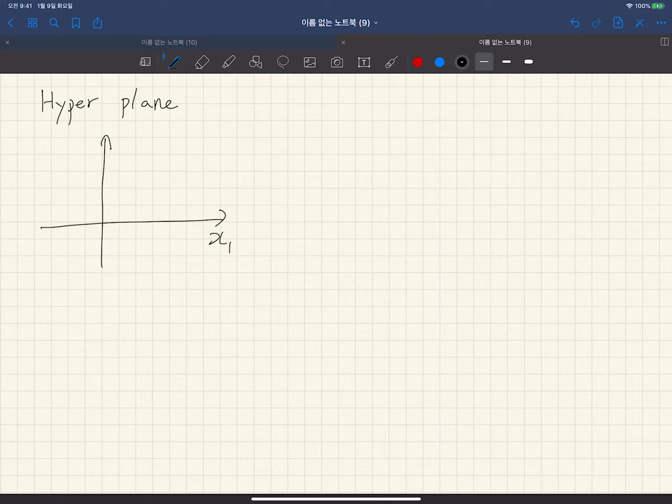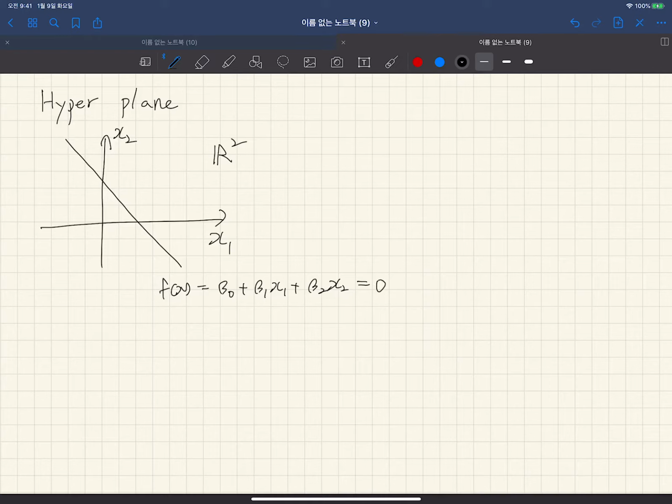There are two inputs, x1 and x2. And there is a linear function on the 2D space, R2. In this case, we can present the linear function with this equation: f(x), which is equal to beta 0 plus beta 1 times x1 plus beta 2 times x2 equal to 0.